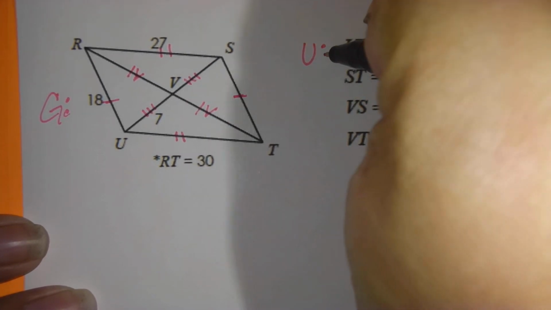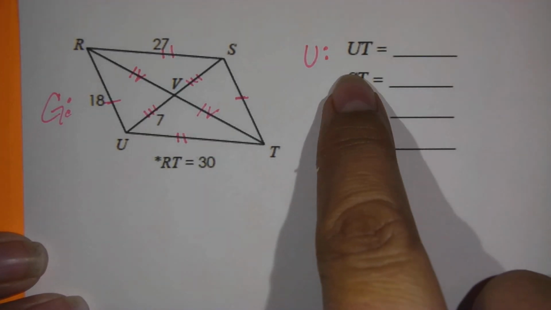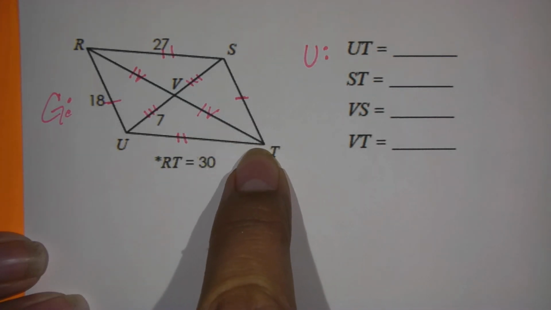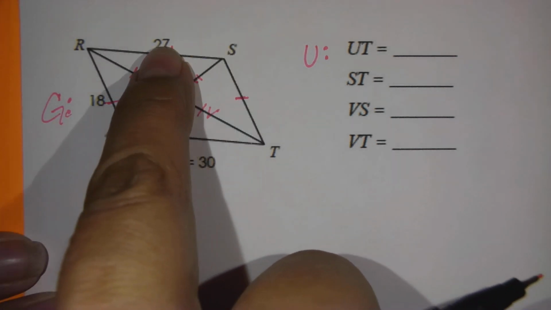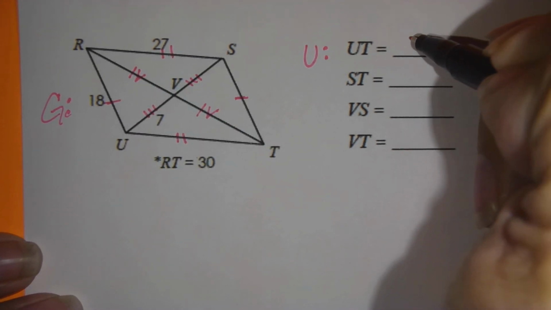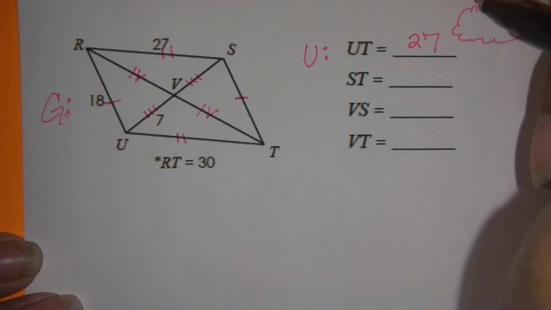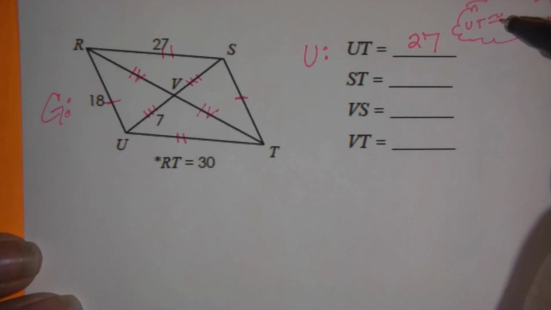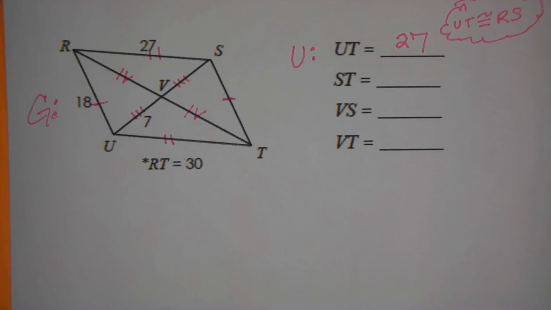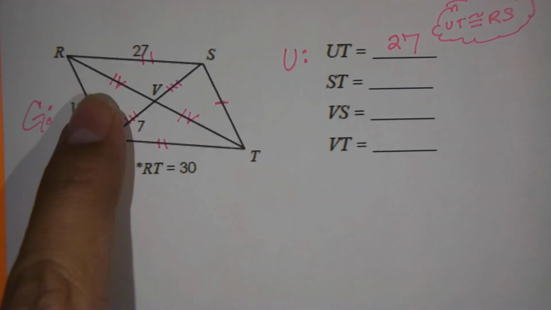So this list of unknowns is going to come from this guy. So we're going to start with UT. So UT is the same as RS. Well, how much is RS? Boom, it's 27. So I already know this is 27. And I can make a note right here that UT is congruent to RS. That way I don't forget. So then the next one, ST. Well, if you look, ST is congruent to RU.